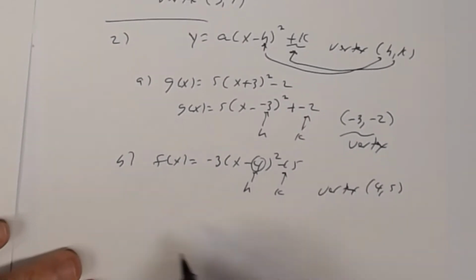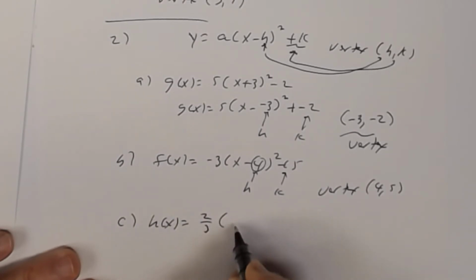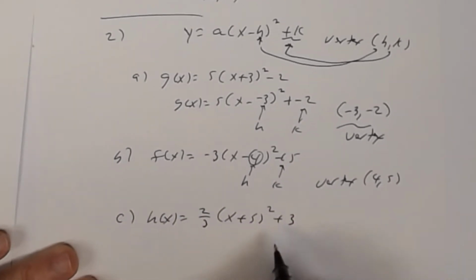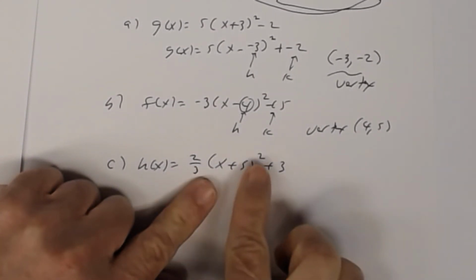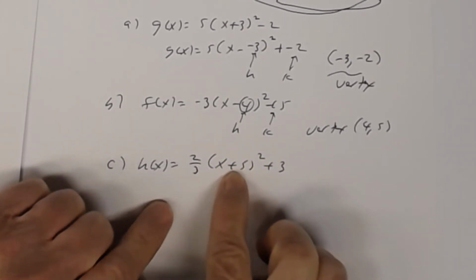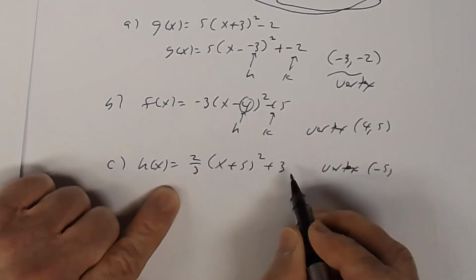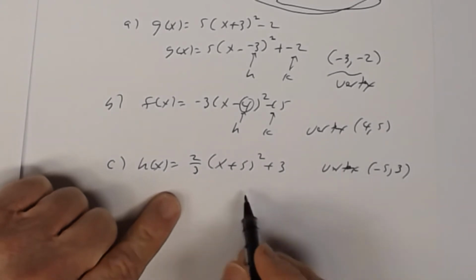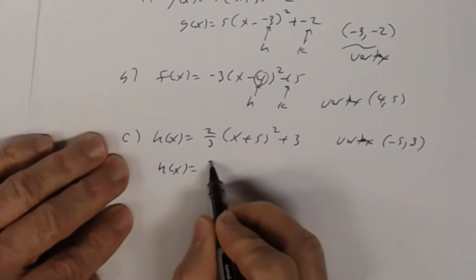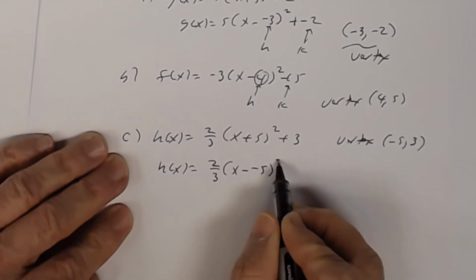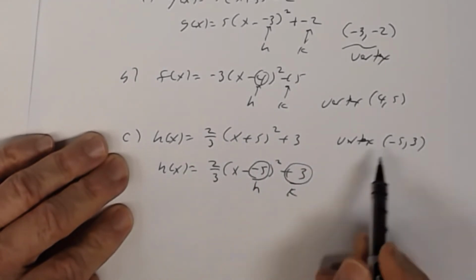And then letter C, you have h of x is 2/3 times x plus 5 squared plus 3. Again, think of transformations. This function takes x squared, shifts it to the left 5 units, hence -5, and then up 3 units, hence +3. So when you write it to make it look like this form right here, you would say h of x is equal to 2/3 times x minus -5 squared plus 3. So there's your h, and there's your k. So hence -5, 3.